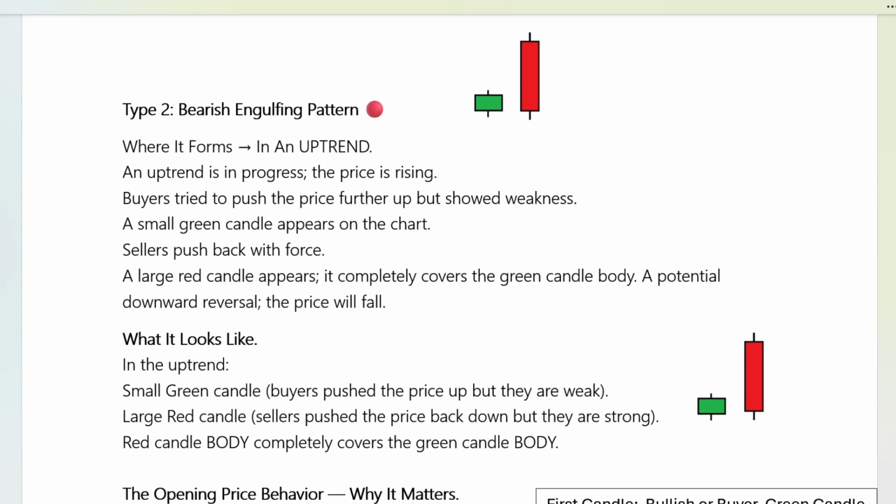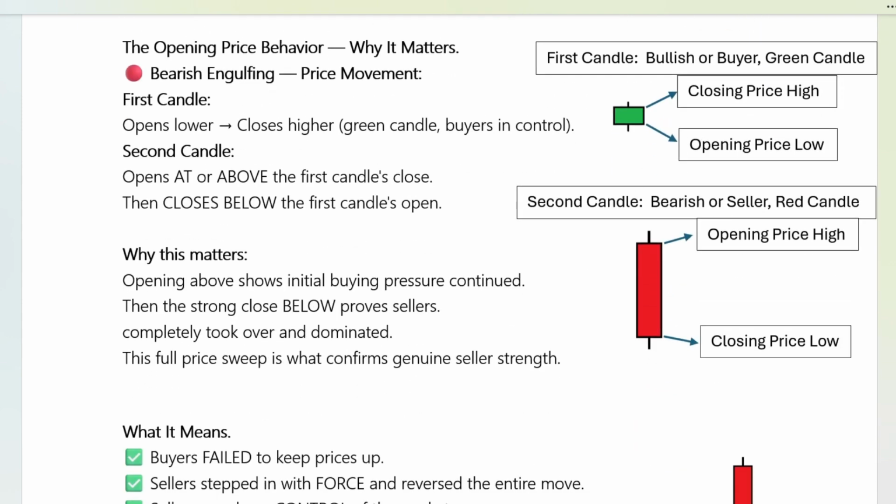What it looks like in the uptrend. Small green candle, buyers push the price up but they are weak. Large red candle, sellers push the price back down but they are strong. Red candle body completely covers the green candle body. The opening price behavior, why it matters.